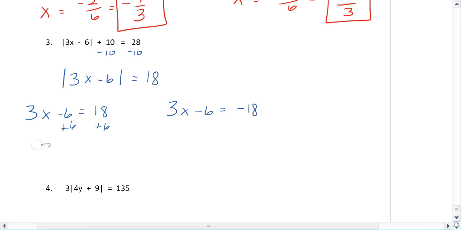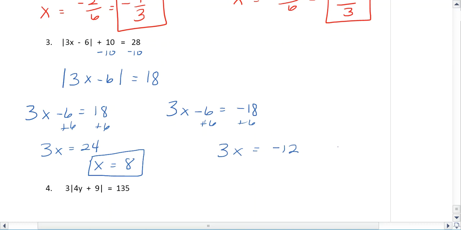I get 3x equals 24, divide by 3, and x equals 8 for one of my answers. Over here, again, adding a 6 to both sides is the first step. I get 3x equals negative 12. Divide both sides by 3, and x is a negative 4 for my other answer. And if you plug those in and try them, they do indeed work.